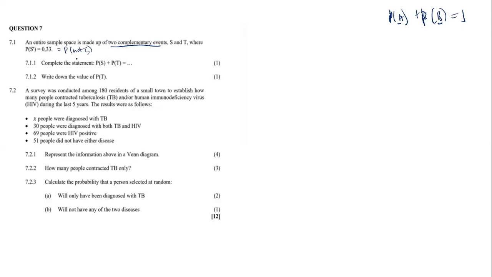7.1.1 says to us, complete the statement. What is the probability of S plus the probability of T? Based on the very same information provided to us, they said S and T are complementary. So that means the probability of S plus the probability of T is equal to 1. Why? Because S and T are both complementary. So that's why it's equal to 1. Easy as that.